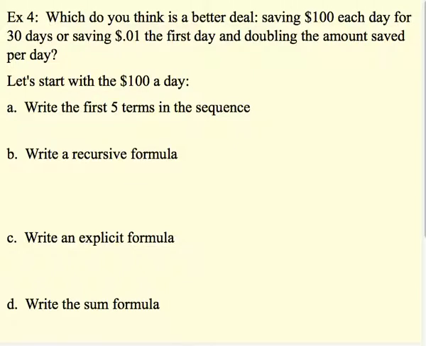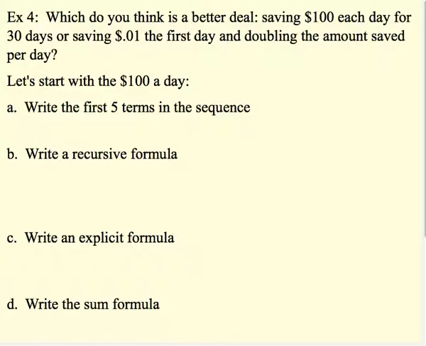Our last example, we're taking a look at comparing an arithmetic sequence to a geometric sequence, or actually series, because we're going to be adding up our terms. So take a guess, which do you think is a better deal? If you save $100 every day for 30 days, or if you save a penny the first day and you double the amount that you save each day for 30 days.